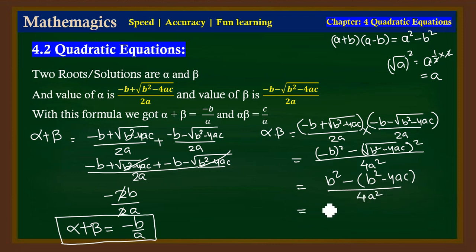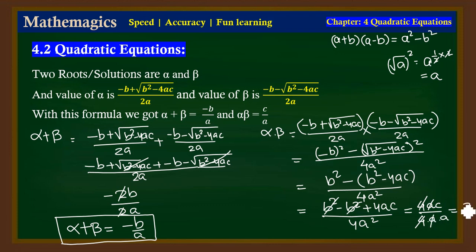So let us simplify the difference: b square minus b square, and minus into minus becomes plus 4ac, divided by 4a square. So b square and b square get cancelled. The remaining part is 4ac divided by 4a square, which is 4 into a. So 4 and 4 get cancelled, and a and a get cancelled.